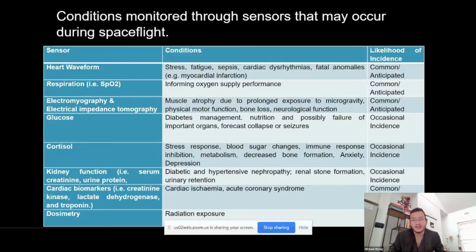And on the right-hand side, we had created a small index of what would be the likelihood of incidence of that event happening. For example, human dosimetry in terms of monitoring radiation exposure, of course, is both anticipated and common, whilst having a myocardial infarct on the way to Mars is probably less common, but could potentially be life-threatening. This provides a backdrop for some of the considerations we've made and also others have made historically, and that we've brought into our review.